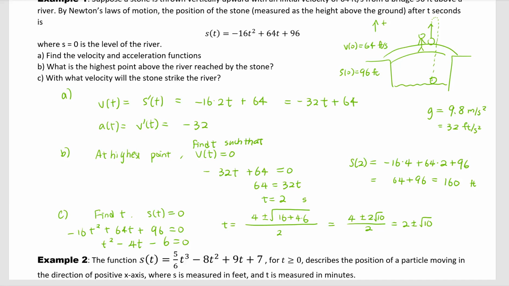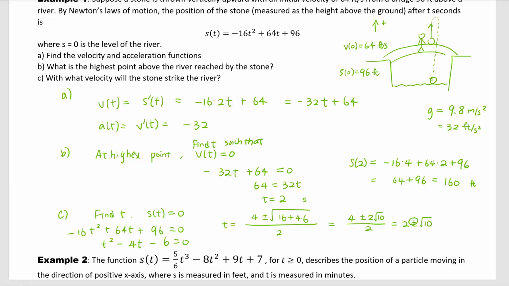And because we're talking about a real life problem, your time cannot be negative. So you only pick the positive one. Right? How do I know the negative one is negative? Oh, think about it. 2 is like the square root of 4. Is the square root of 4 bigger or the square root of 10 bigger? The square root of 10 is bigger. So 2 minus the square root of 10 must be a negative number. So we only pick the positive number here.